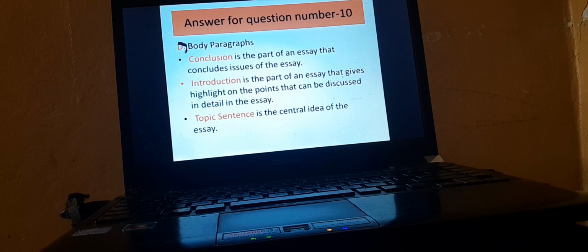If you have responded by saying D, body paragraphs, you are correct, because a conclusion is the part of an essay that concludes the issues of the essay. An introduction is a part of an essay that highlights the points that will be discussed in detail in the essay, and a topic sentence is the central idea of the essay.